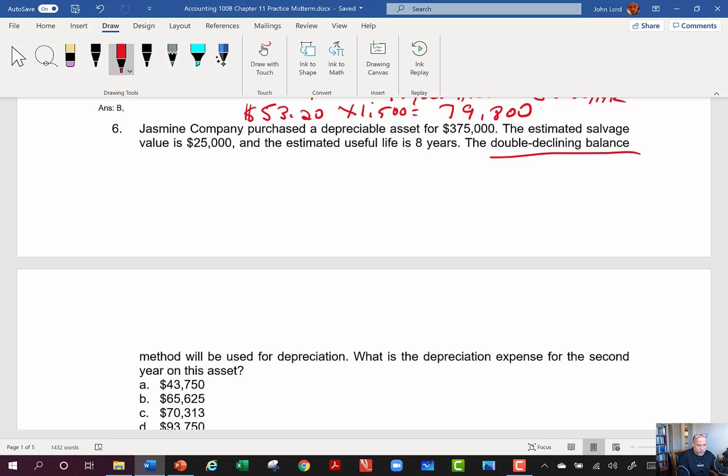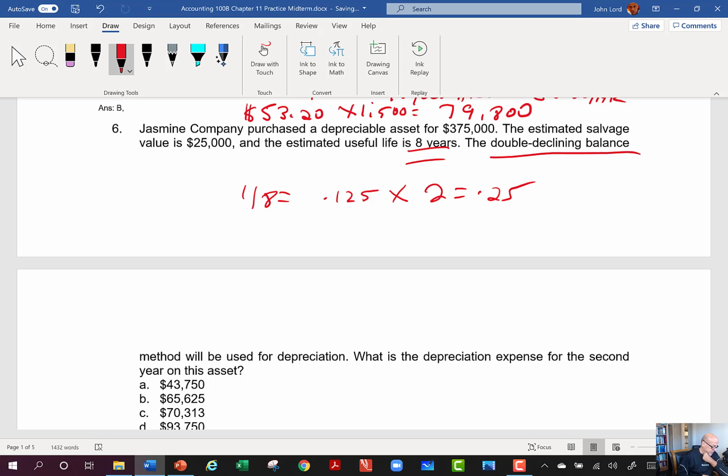It depends on the years. I'm pointing that out because we've had two in a row where it's 8 years. It depends on the number of years in calculating that rate, right? But this one is 8 years again, like the previous one. So we know that 1 divided by 8 equals 0.125. And when we double that, we get 0.25 as our depreciation rate.